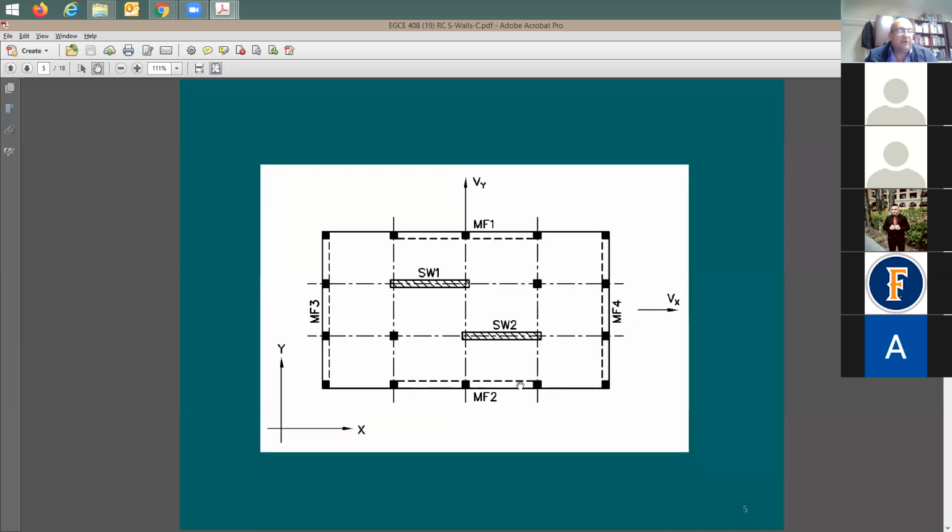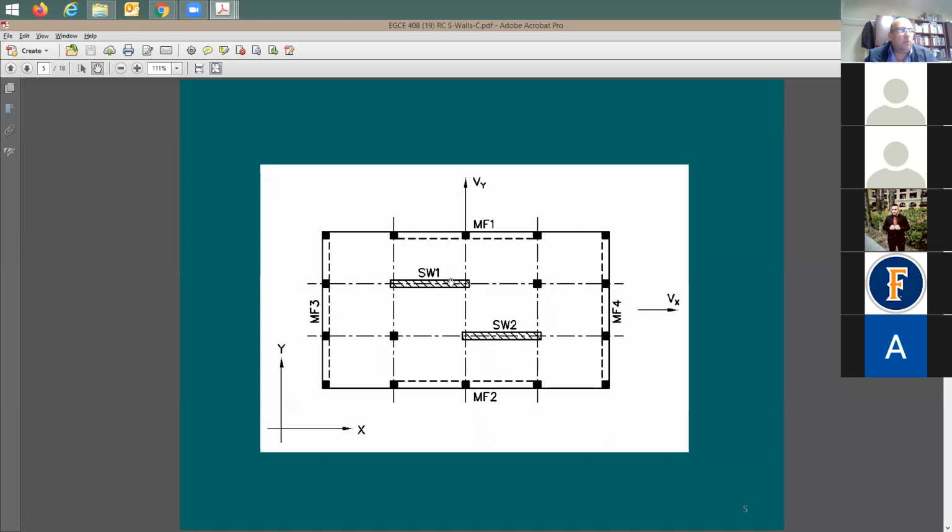You can have also moment frames. You see here a moment frame, like a frame. You know a frame, right? Like two columns and a beam, and we call this moment frame, MF1, MF2. So in our case here, in the X direction, what is resisting the shear force? This X force. You say moment frame one, moment frame two, SW1, SW2. How about when the force is coming in the Y direction? I'm gonna say it's gonna be MF, moment frame three, moment frame four.